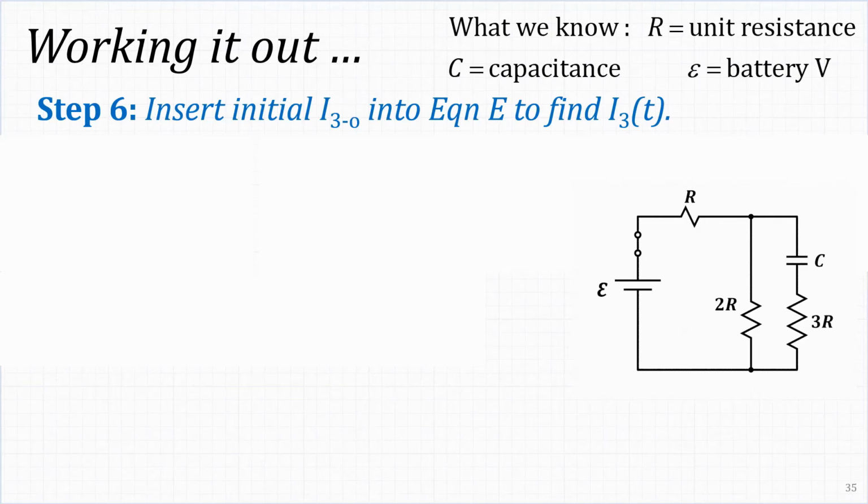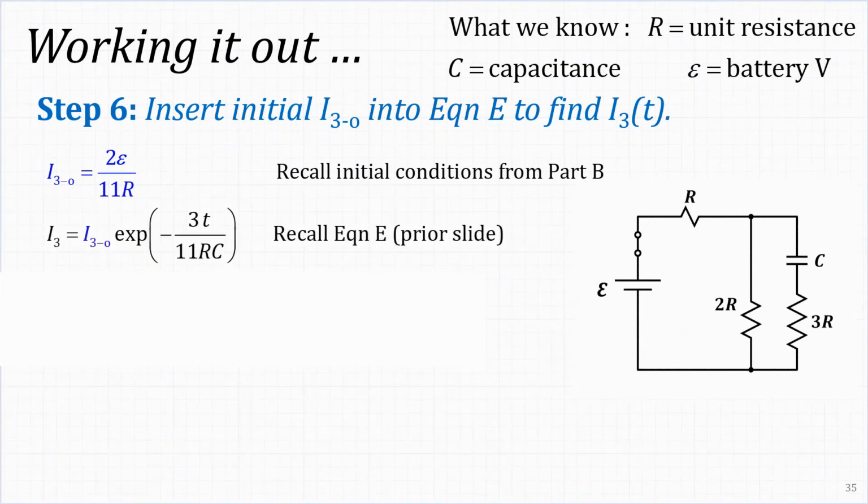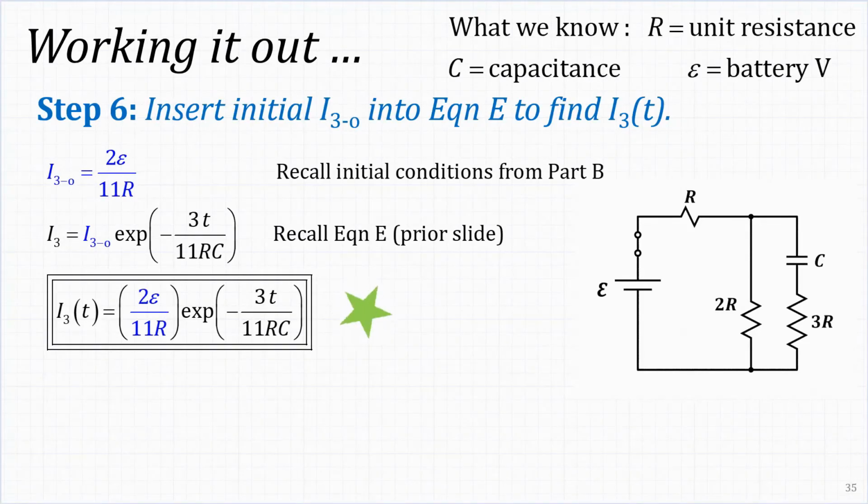Yeah, here's the part where I pull that initial value into the process. Recall those initial conditions way back in part B, and that initial current for I3 was 2/11 EMF over R. So let's look at equation E again. There's equation E, and I can put that into there and plug that in, and we've got our first big answer, the current through the far right resistor as a function of time. Whew! Oh my gosh, that was exhausting.